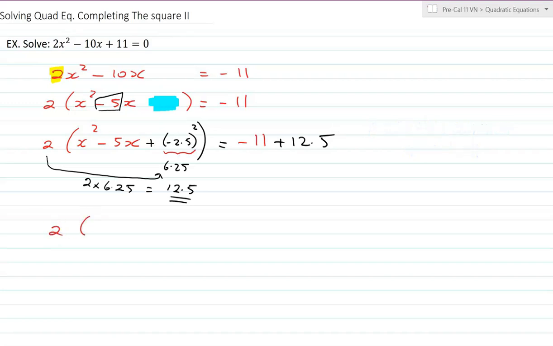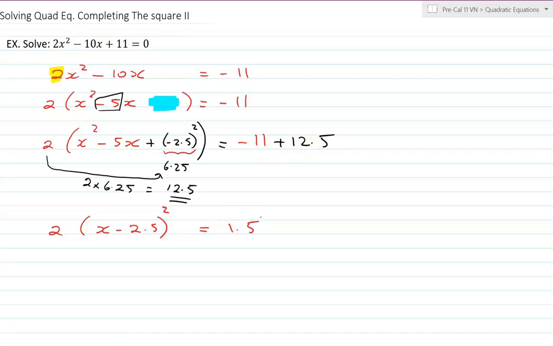So this becomes 2x, and now we're going to change that to the binomial squared. So that trinomial inside the bracket becomes x minus 2.5 all squared. Great. All right, the 2 in front stays. And then here we get minus 11 plus 12.5, that's 1.5.